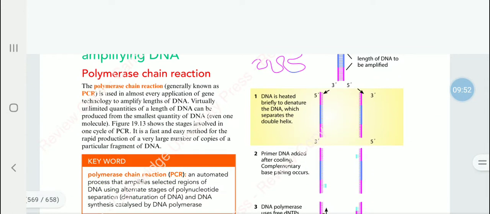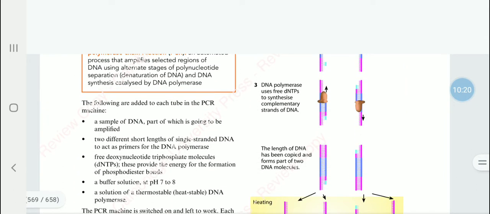Separating and amplifying DNA, polymerase chain reaction (PCR). This mechanism is used in gene technology to amplify lengths of DNA from a very small amount of DNA. Any number of copies can be made within a very short period of time. This is an automated process that amplifies selected regions of DNA using alternate stages of polynucleotide separation, denaturation of DNA, and DNA synthesis catalyzed by DNA polymerase.